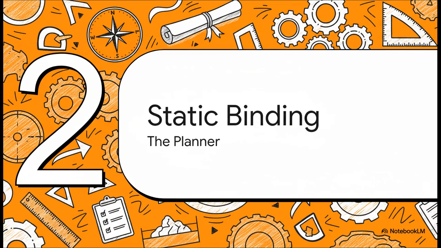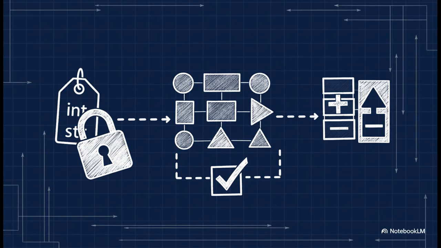All right, let's meet our first contender: static binding, who I like to call the planner. This is the blueprint approach, where every last detail is figured out in advance. Just like a detailed architectural plan, static binding locks everything down ahead of time. The compiler knows exactly what type every variable is, precisely how much memory it's going to need, and exactly what you can and can't do with it. There are no surprises later because all the rules have already been checked and enforced before anyone even hits run.